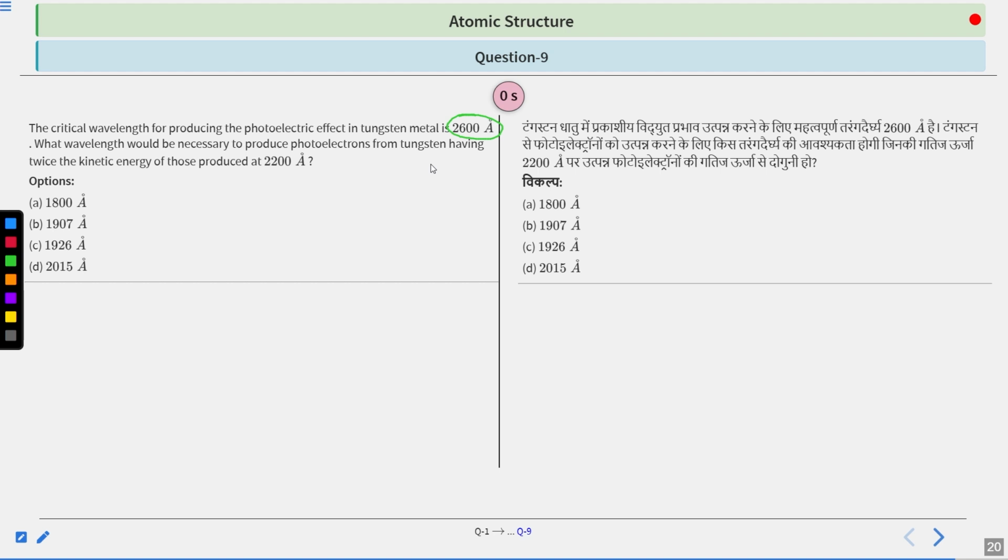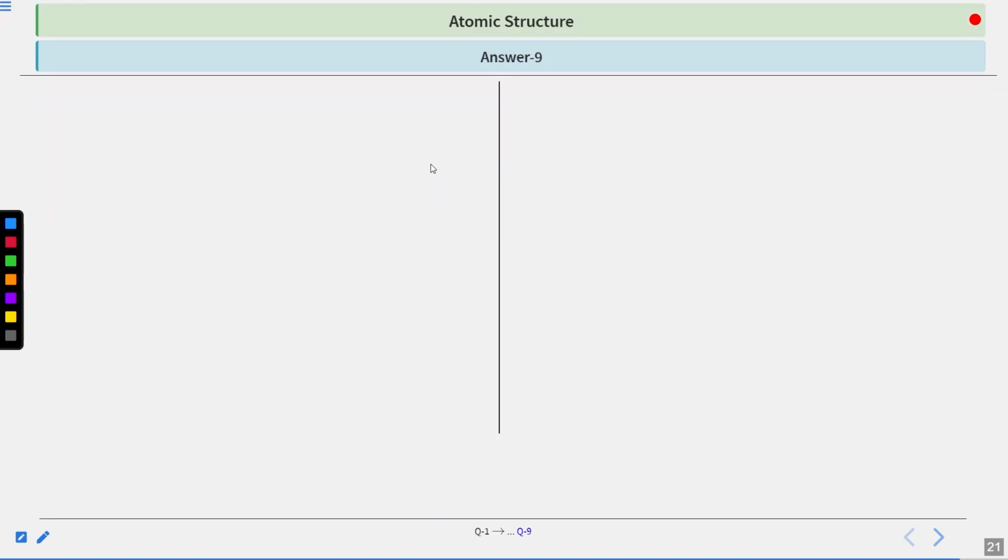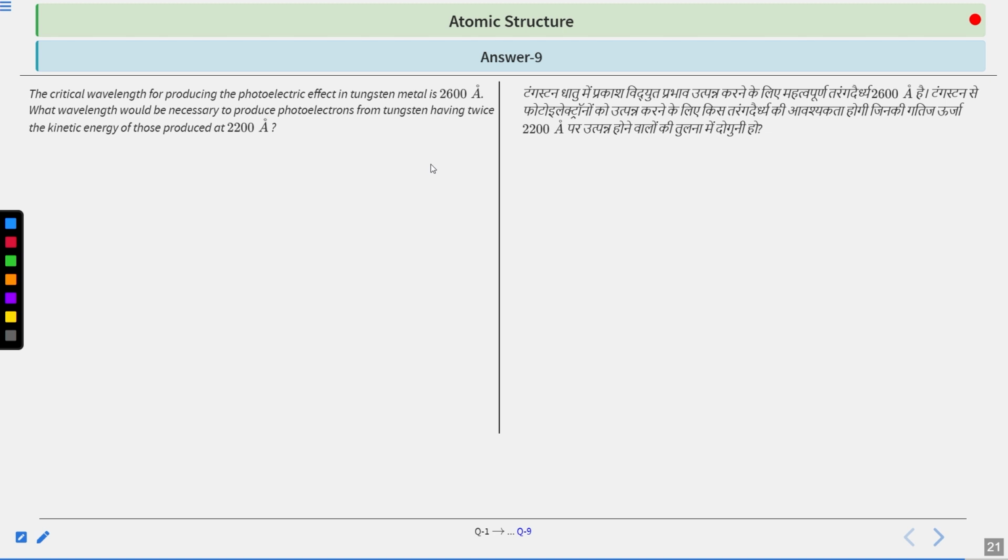Okay, now let us see the solution. First of all, let us try to understand the question. It is being said here that the critical wavelength for the photoelectric effect to occur is 2600 angstrom. It is being asked that if we focus light which has 2200 angstrom wavelength, then what will be the kinetic energy of the electron that is produced? The correct option is B, which is 1907 angstrom.